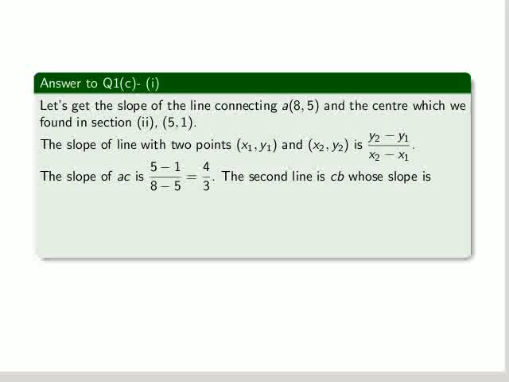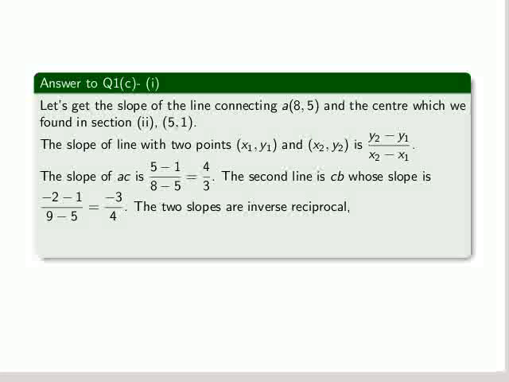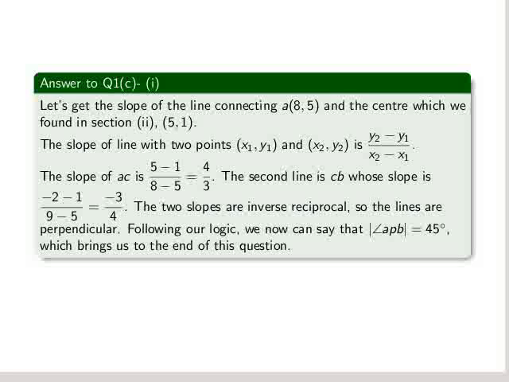Now we get the second line, which is CB, the centre to the point B, whose slope is minus 2 minus 1 over 9 minus 5, which is minus 3 over 4. So the two slopes are negative reciprocals, so the lines are perpendicular. Following our logic, we could then say that the angle subtended at P, that's APB, is equal to 45 degrees, which brings us to the end of this question.